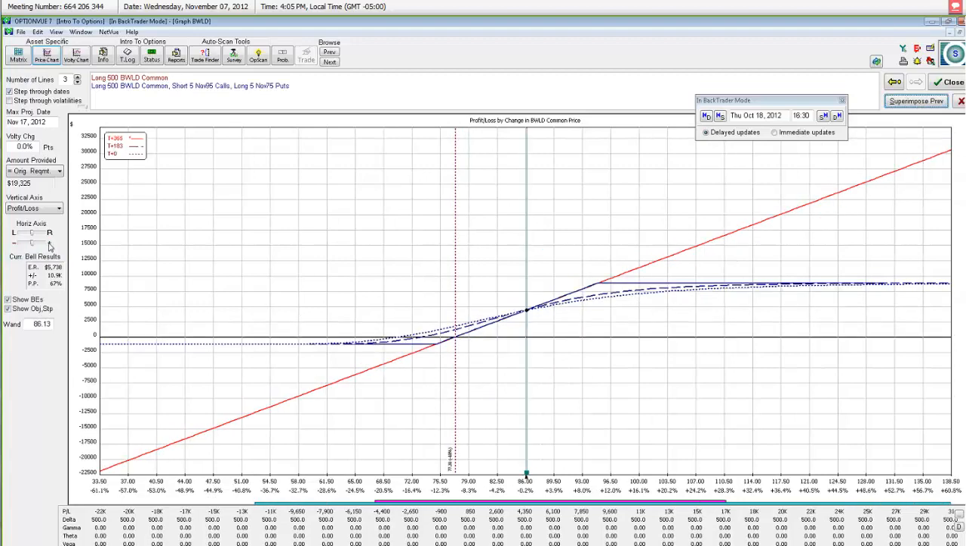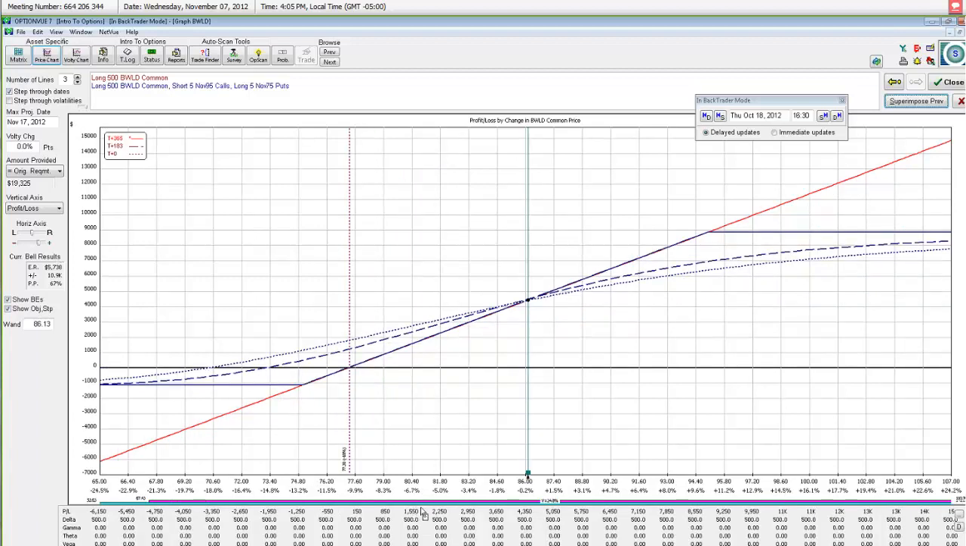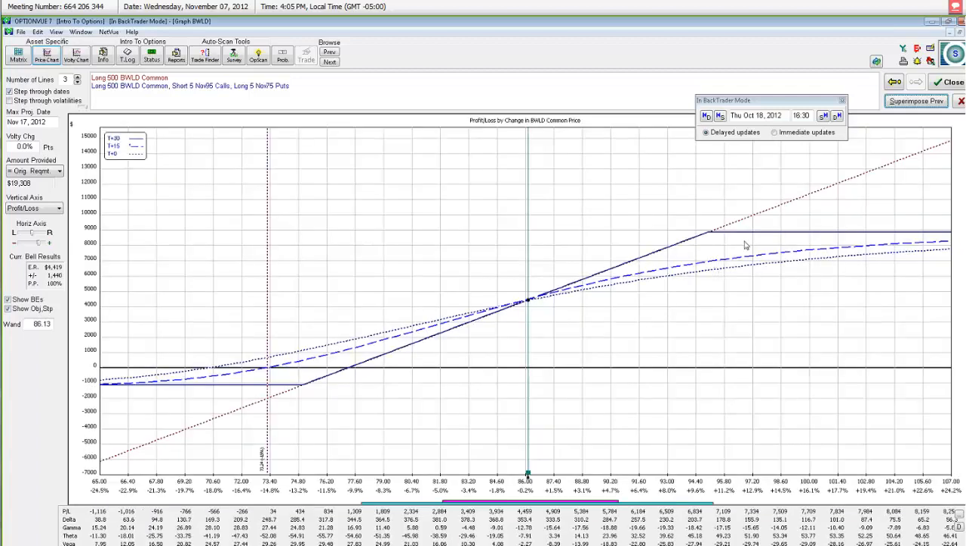Like that. Let's zoom in on that for a minute. Okay, I want you to take a good look at this. Which one of these positions do you think is superior going into an earnings report? This red line right here represents the linear aspect of just owning the stock, up and down. The blue line, don't worry about these dashed lines because that's just step-through dates, shows you how it behaves over a period of time. This is expiration.